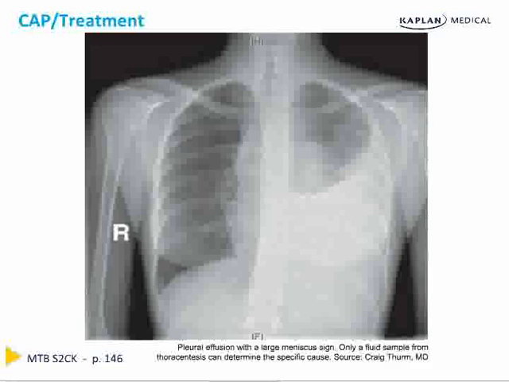Here's a chest x-ray that actually shows what the previously mentioned patient might look like. You see a large left pleural effusion with evidence of a large meniscus sign. Only a sample from this fluid can determine the specific cause of the effusion and therefore the potential need for a chest tube.